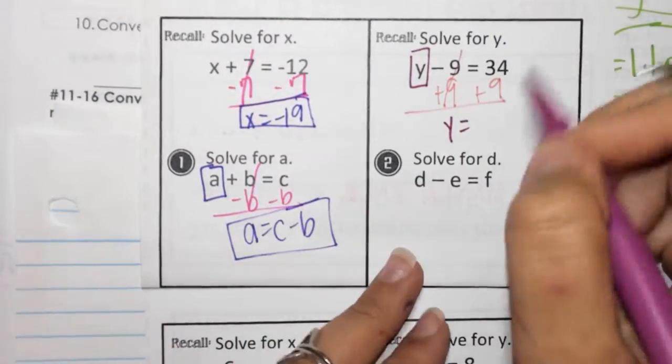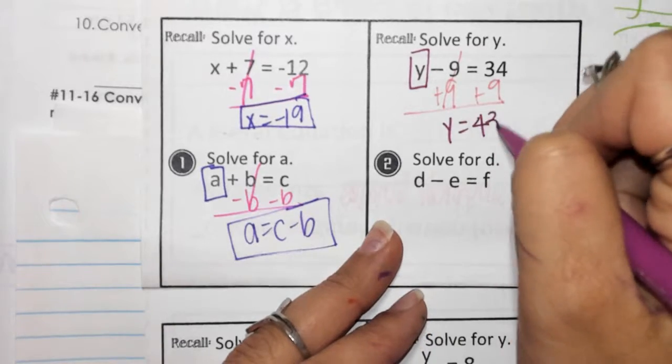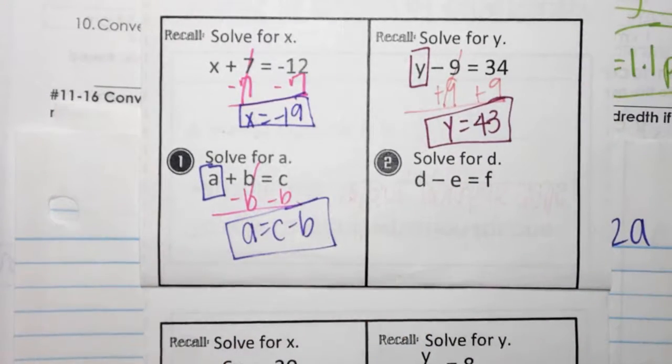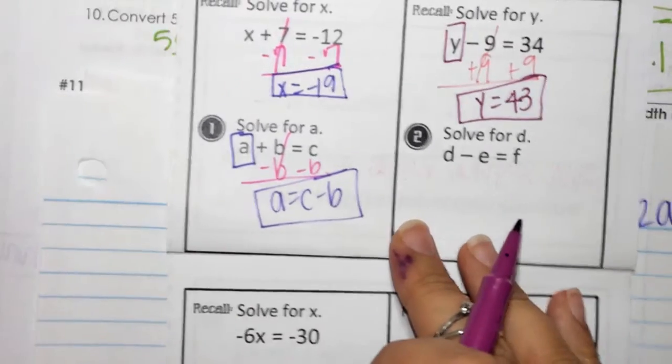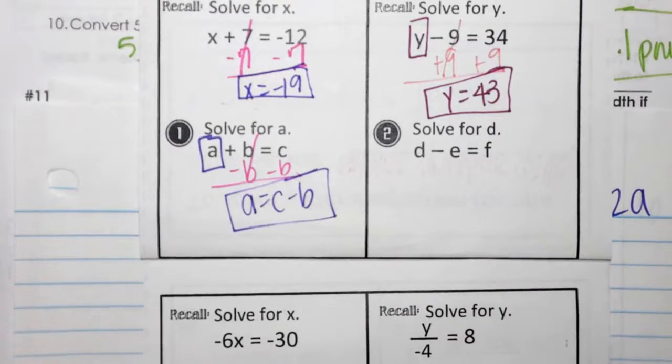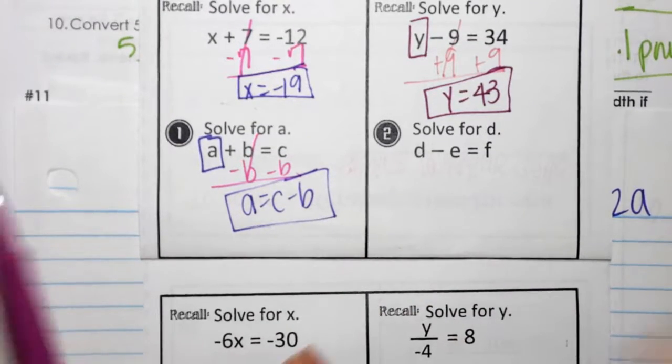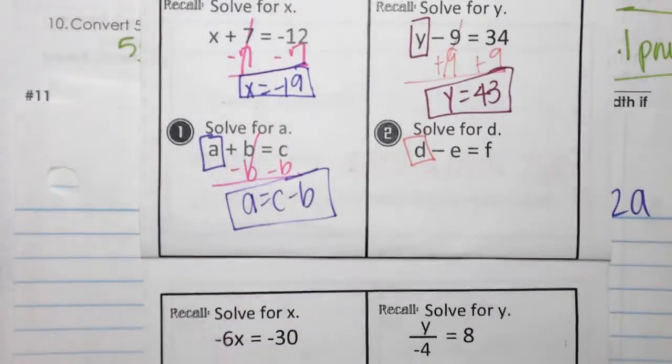Alright, 34 plus 9 is? 43. Alright, now let's look at number 2. Since we're trying to solve for D, what do we do?